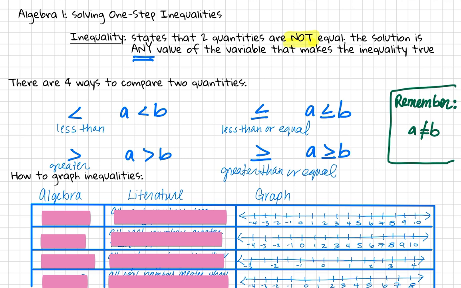Now, how do we graph these inequalities? We have an example where the algebraic expression is x is less than 5. When you write it out, it's all real numbers less than 5. How do we actually graph it? We go to the number line and we find where 5 is.